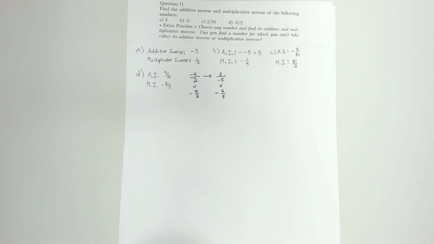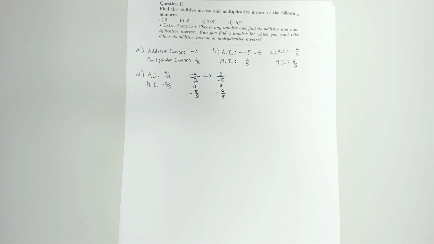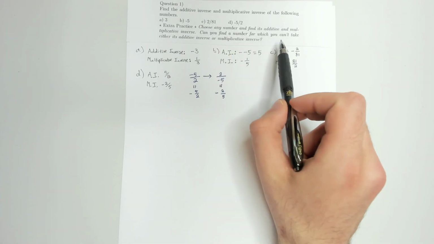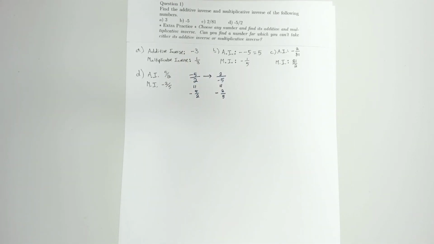We've just attached the concept and the terminology of an additive inverse and the multiplicative inverse to these ideas. But if you want some extra practice, choose any number you want and find its additive and multiplicative inverse. And for some even more practice, can you find a number for which you can't take either its additive inverse or its multiplicative inverse? So maybe you can find a number where the additive inverse just doesn't exist somehow, or maybe the multiplicative inverse doesn't exist somehow. We will talk about this in a later video because there is actually a number like that. But for the time being, I'll leave it to you to see if maybe you can discover it for yourself. If not, that's fine. It's going to come up later down the road.